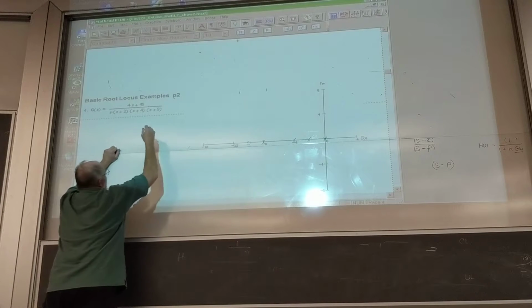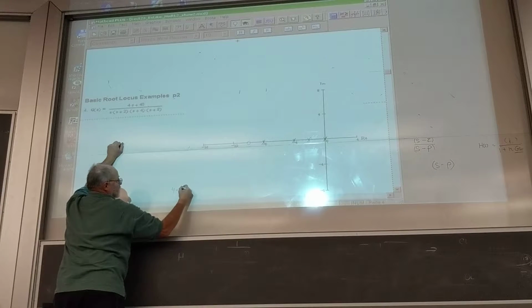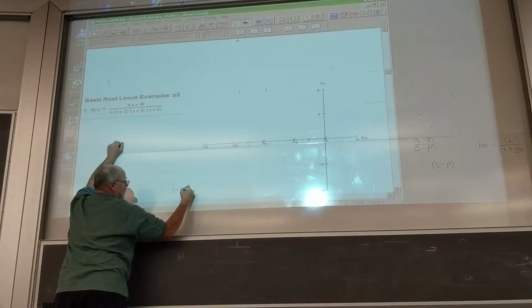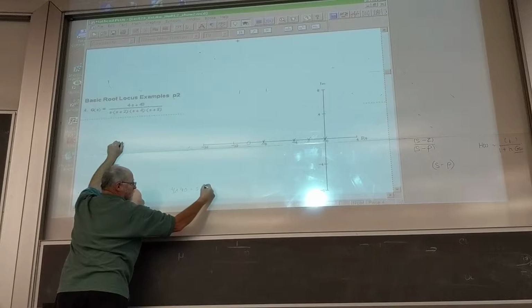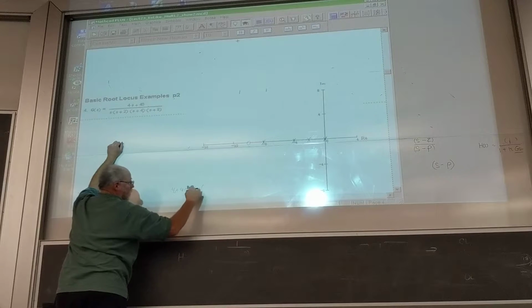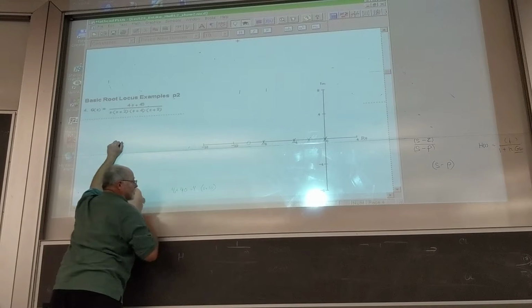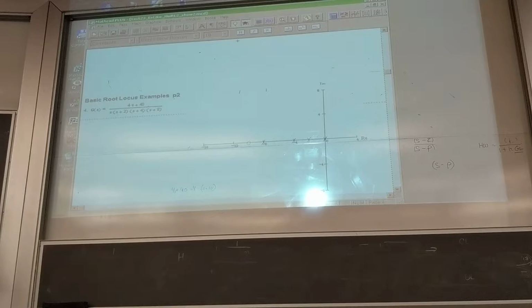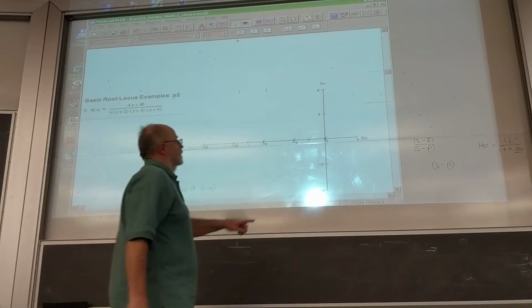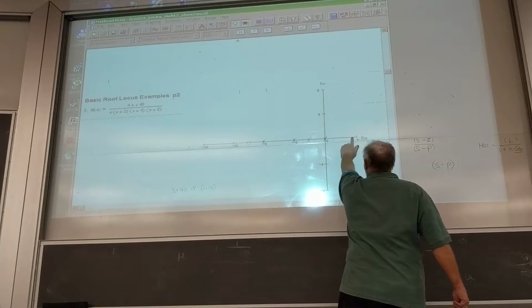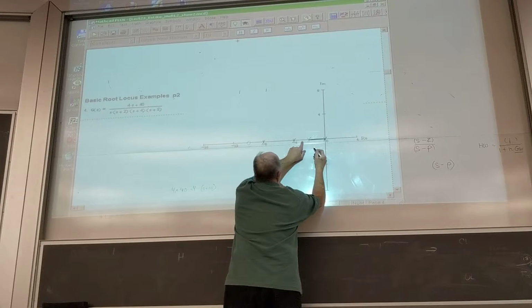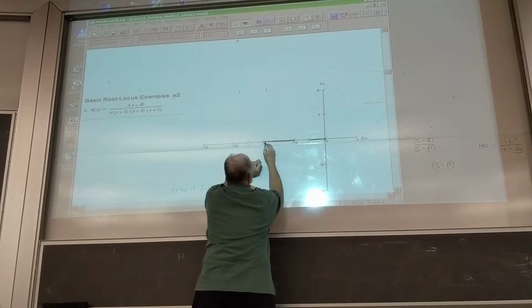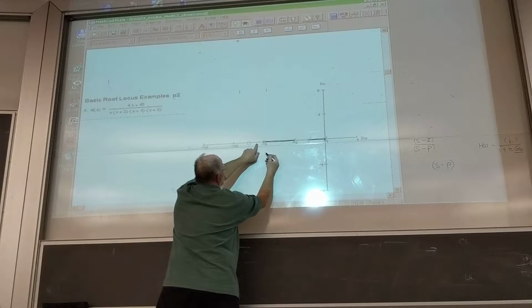This top would be better off expressed as 4s plus 40, which is equal to 4 times s plus 10, right? And in the second way, it's easier to see where that zero is. Okay. Real axis rule says: no, no, no, no, no. Yes, yes, yes, yes, yes. No. Yes. No. Not there. Yes.